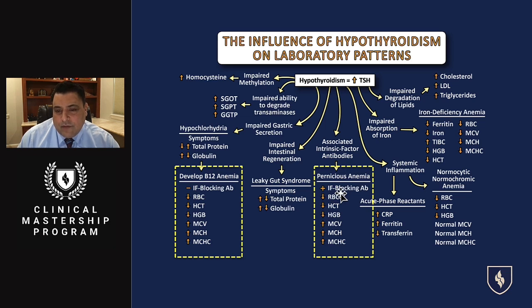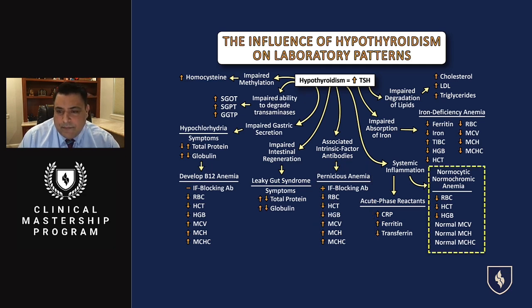If nothing is working with sublingual or oral supplements, the only other option is to calm down their autoimmunity and use B12 shots. Since they can't absorb it in their gut, they're going to have to get it into their bloodstream. So the megaloblastic anemia pattern is also common to see with people that have hypothyroidism. Okay. Now, the other type of anemia is a normocytic normochromic anemia. And this is also common to see with people that have hypothyroidism.